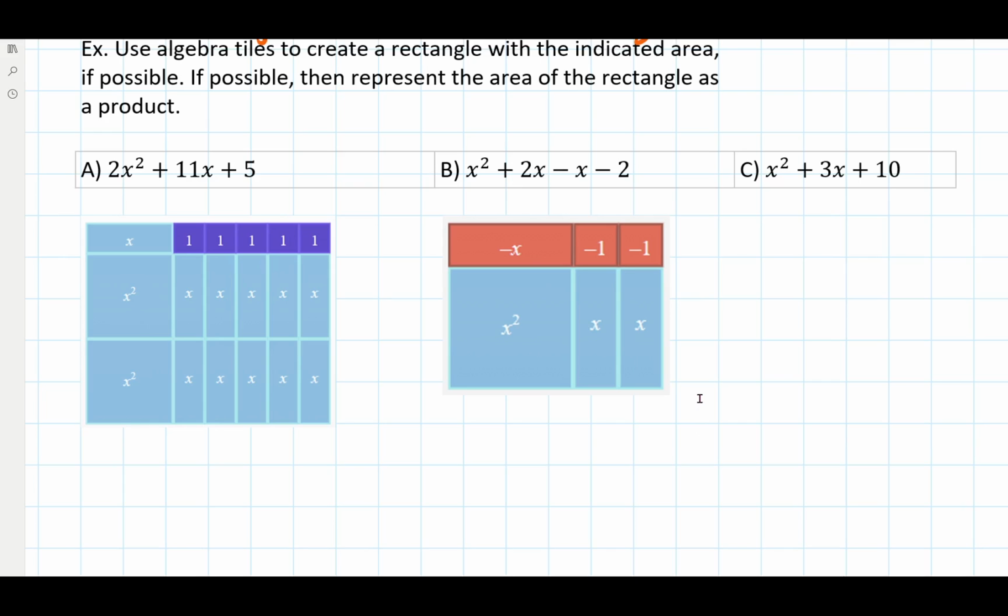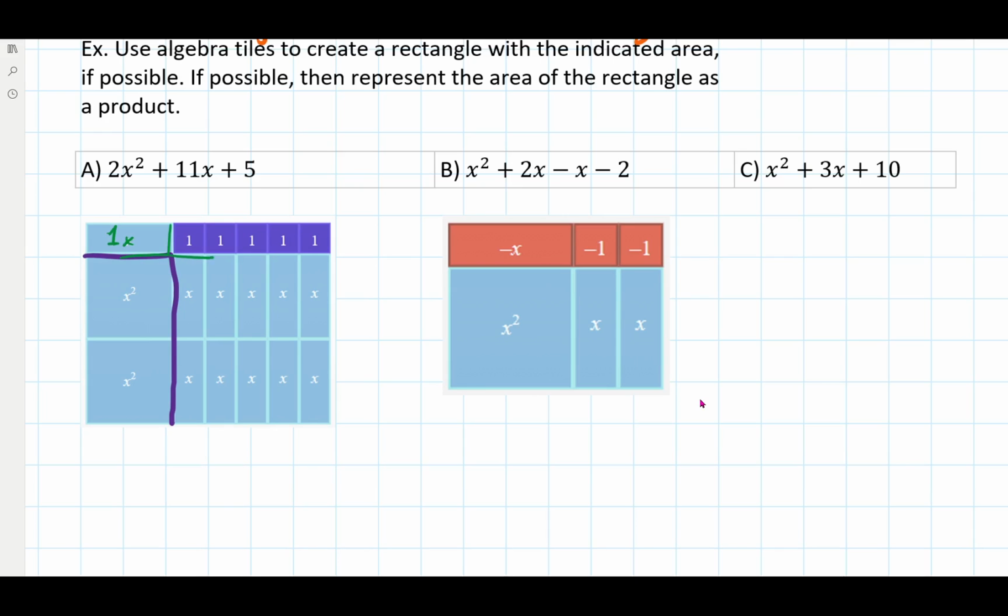Alrighty, so here are my two rectangles for A and B. So I've taken my two x squared tiles and I've plopped them together right here. I broke up my 11 x tiles like so. So I have one up in the corner, so I'm going to write that as 1x.